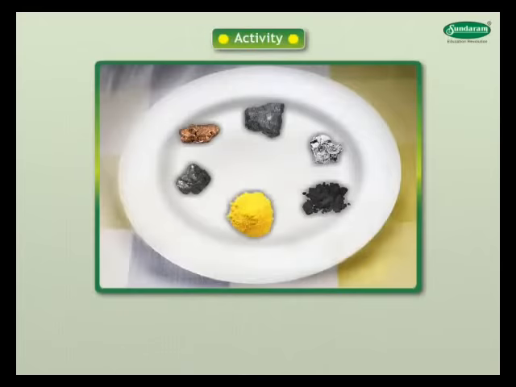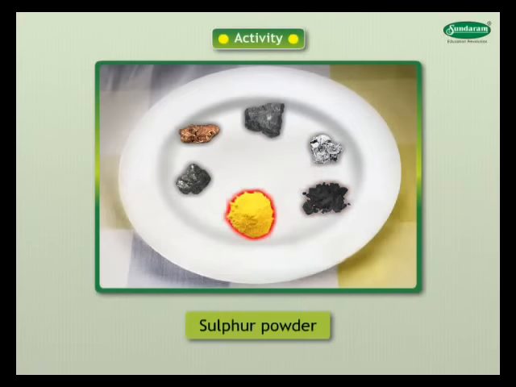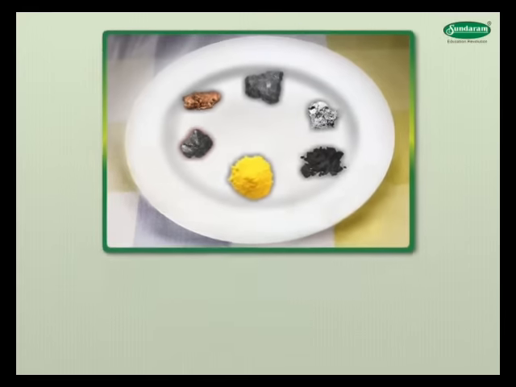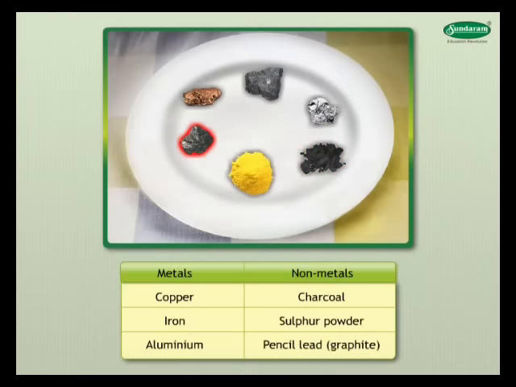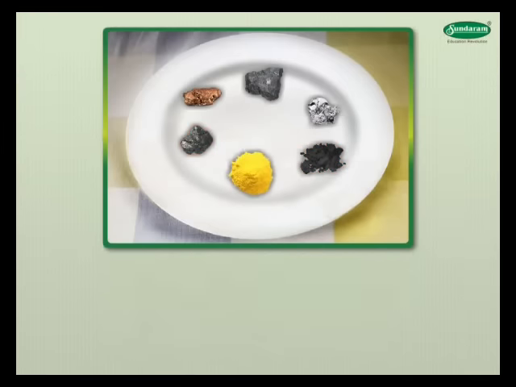Let us look at one activity. Take sample pieces of copper, iron, aluminium, charcoal, sulfur powder, pencil lead, that is graphite. Identify and classify the above samples as metals and non-metals. Copper, iron, and aluminium are metals. Charcoal, sulfur powder, and pencil lead, that is graphite, are non-metals.